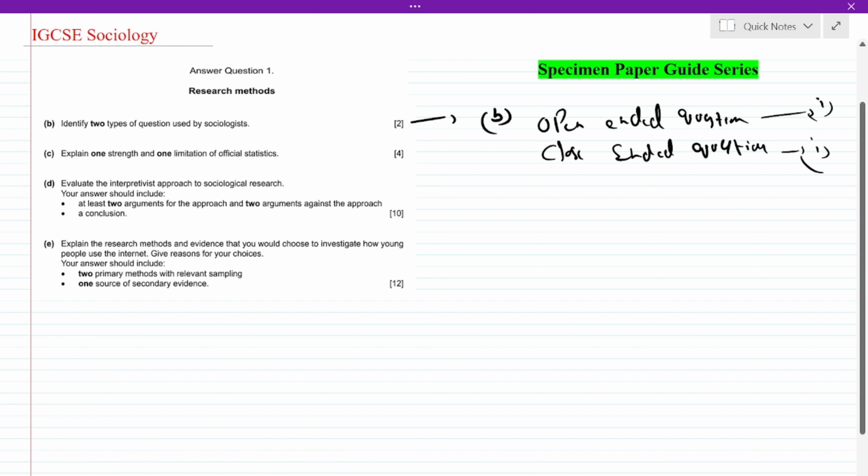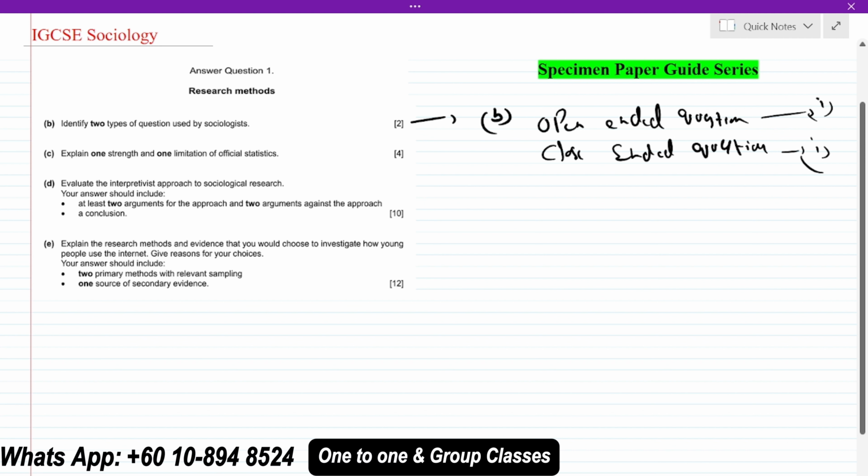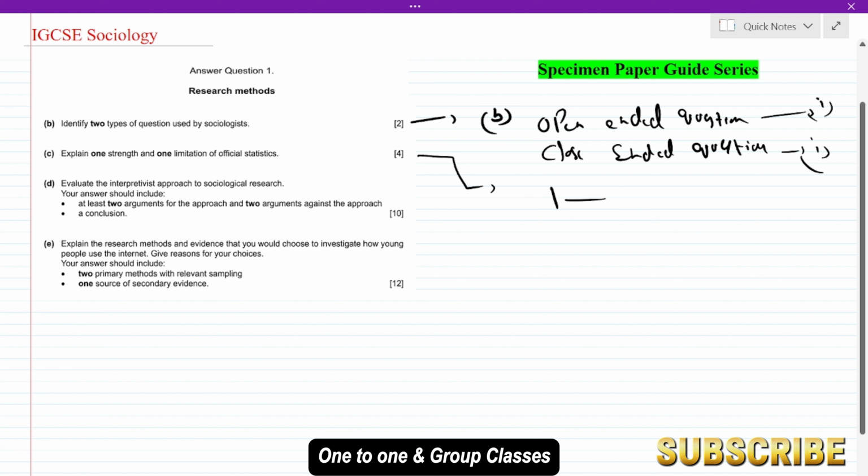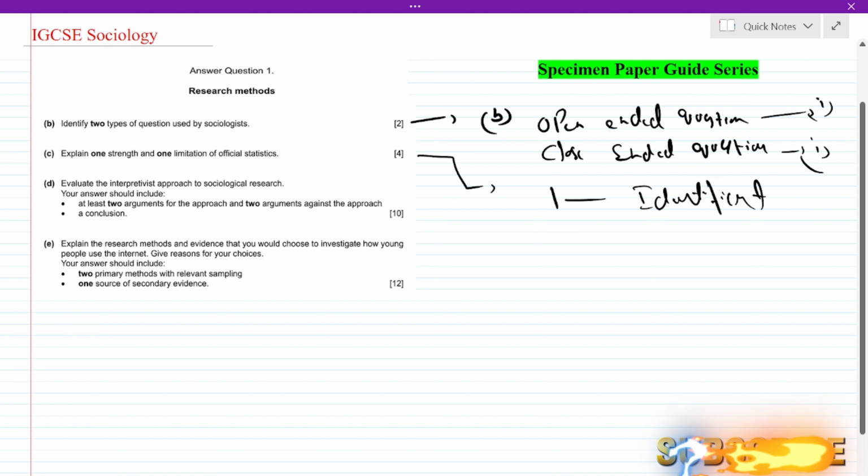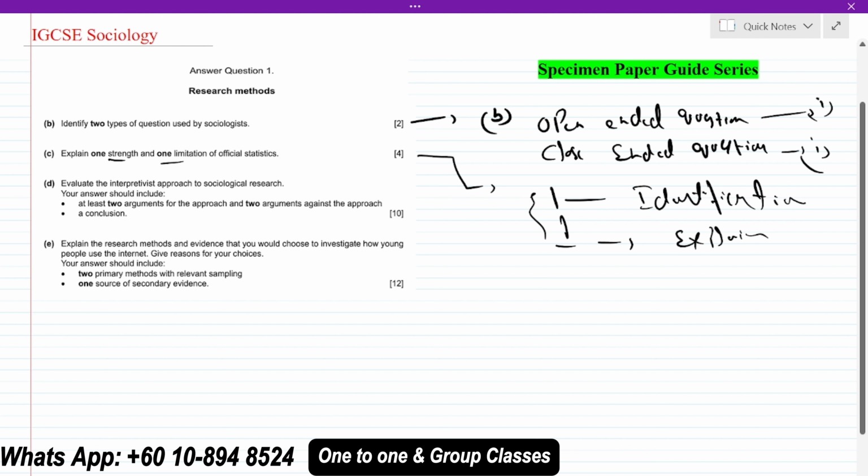Now move on to part C. Part C is saying that explain one strength and one limitation of the official statistics. Right. Now the marking scheme guide is the same. I am just going to explain it again. 1 mark you will get for identification and 1 mark you will get to explain your identification, as they are asking for two things, one strength and one limitation. So for stage number 1 you would be able to get 2 marks and the rest of the process will remain the same for the next identification that will be related to the limitation. So this is how you can get 4 out of 4 marks.